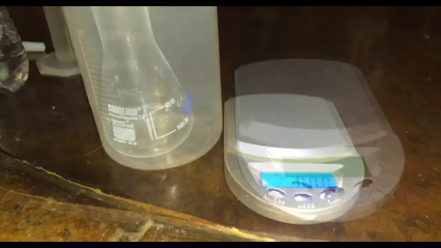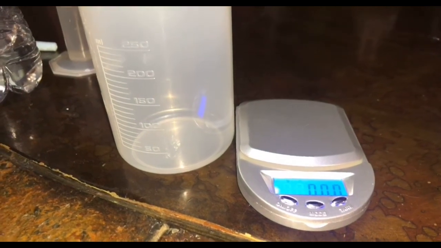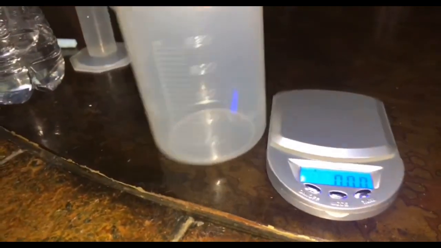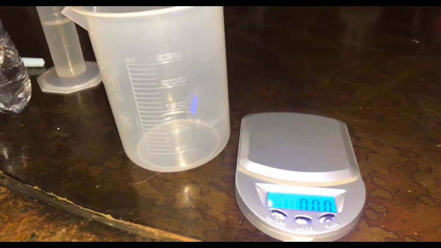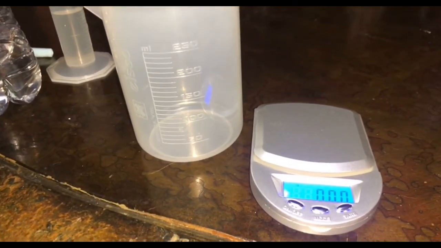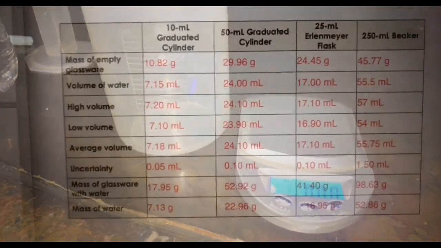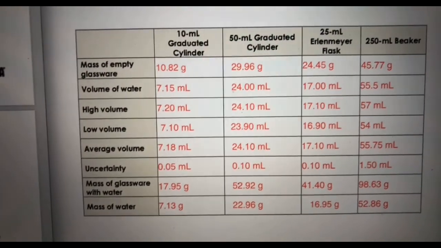Next, we'll repeat the same process with our 25 milliliter flask. Lastly, we will do the exact same process with our 250 milliliter beaker, and we will add 55 milliliters of water in this container. Your chart should look like this after you find the mass of each activity.